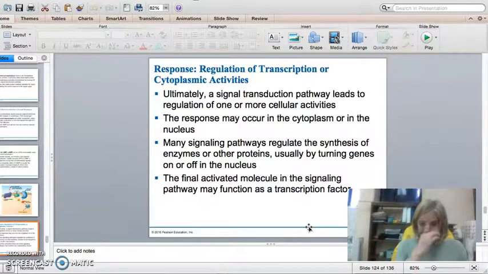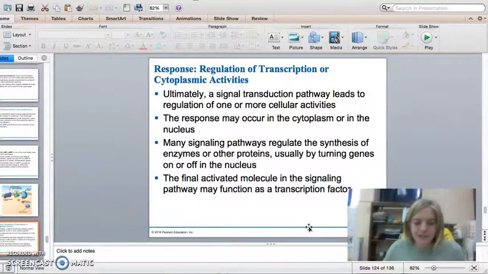And then finally, the third step, we have the response. This is really what happens as a result of the transduction pathway. Our transduction pathways are used to regulate all sorts of cellular activities. They can range in the function of what the cell is going to do, but ultimately these long pathways cause some type of response and make the cell do something. This can happen either in the cytoplasm of the cell or the nucleus.